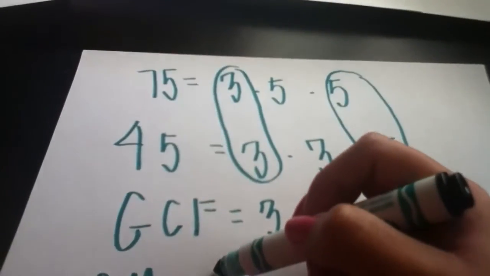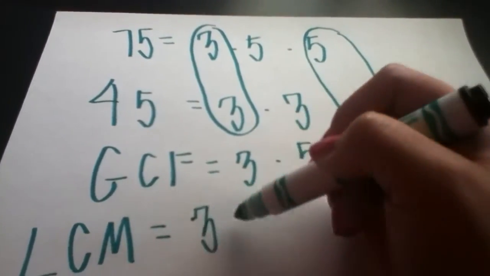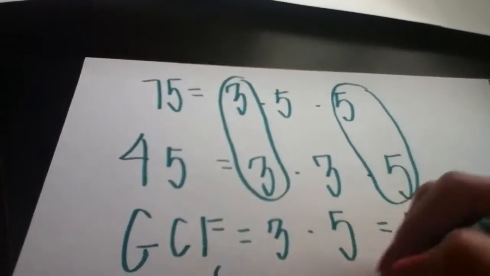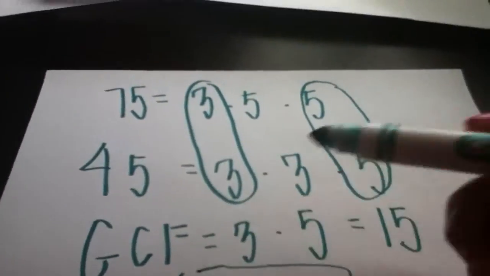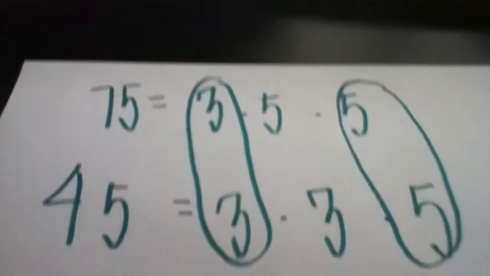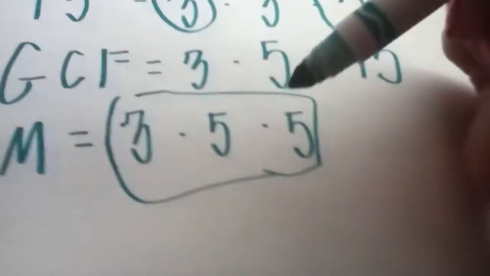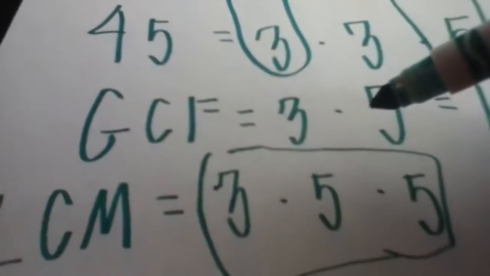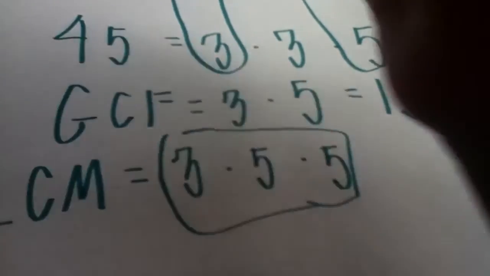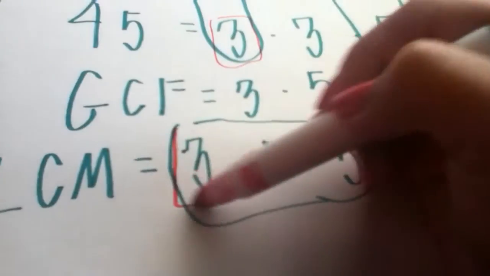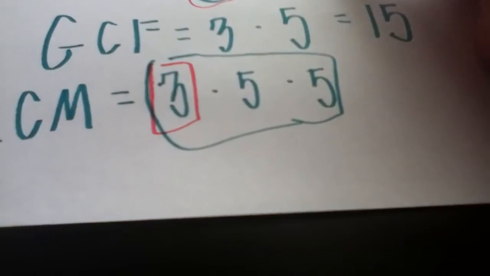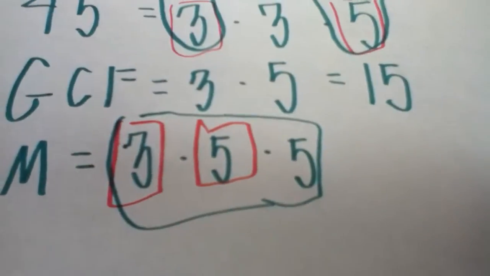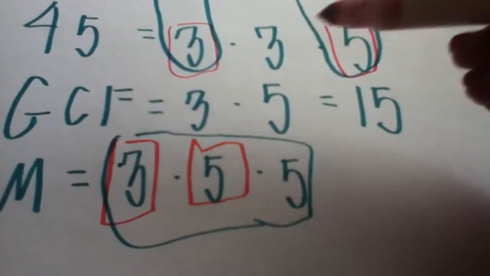So we would do 3 times 5 times 5. All of this right here equals 75. Okay. So we also know that this has to multiply out to equal 45. So what do we have in common? We have one 3 and we have one 5. Right there and right here we have one 5. So then what are we missing? We're missing a 3.